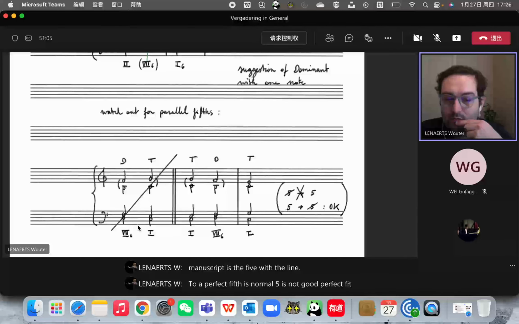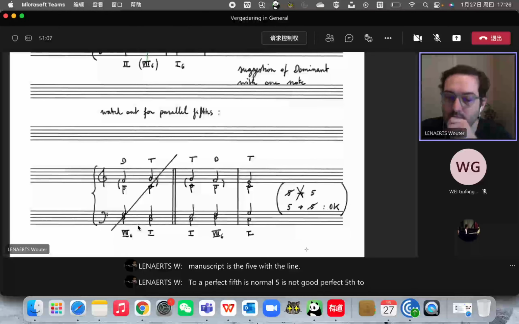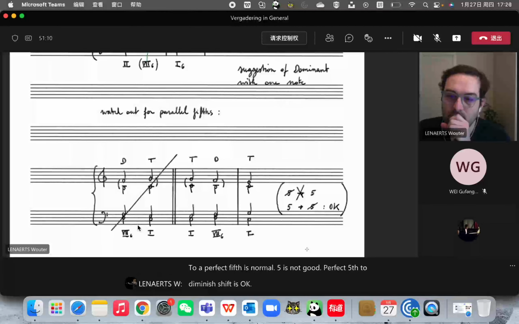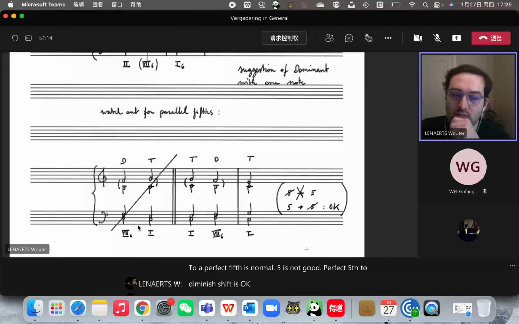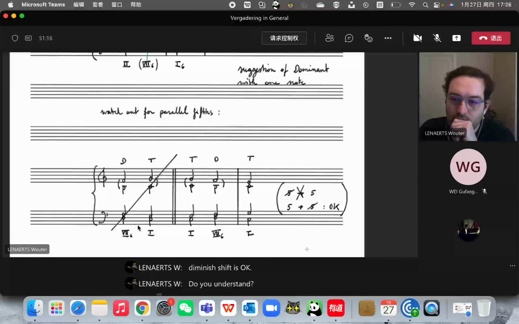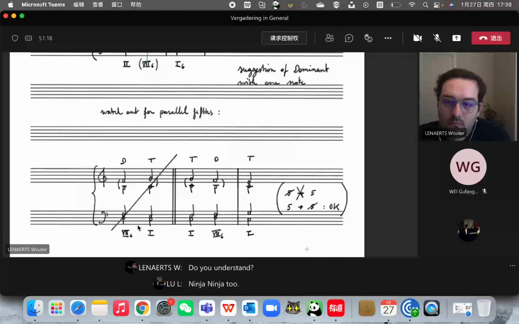Perfect fifth to diminished fifth is okay. A diminished fifth needs to be resolved. Do you understand? Diminished fifth needs to be solved, to resolve.